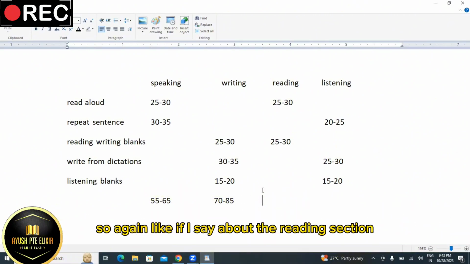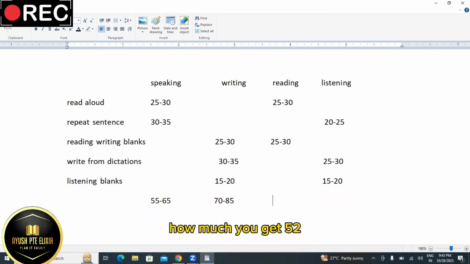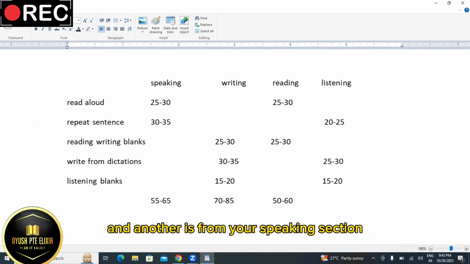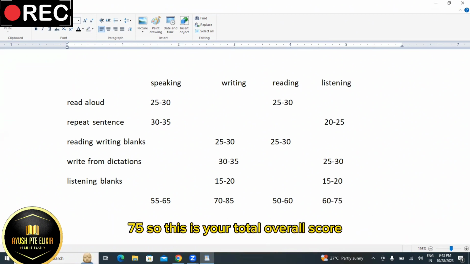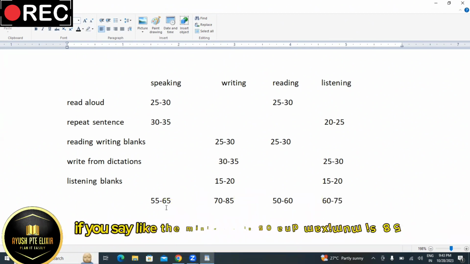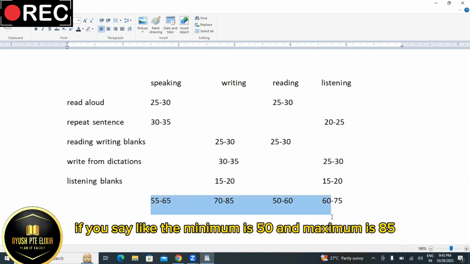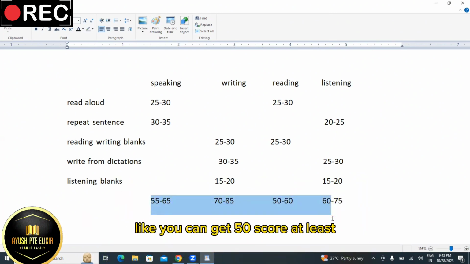Again, if I talk about the reading section, how much do you get? 50 to 60 marks just from 2 tasks, one from reading and another from your speaking section. Then in listening you get approximately 60 to 75. So this is your total overall score. The minimum is 50 and the maximum is 85. I'm not talking about 70s or 80s, just a minimum 50 score you can get from these tasks.